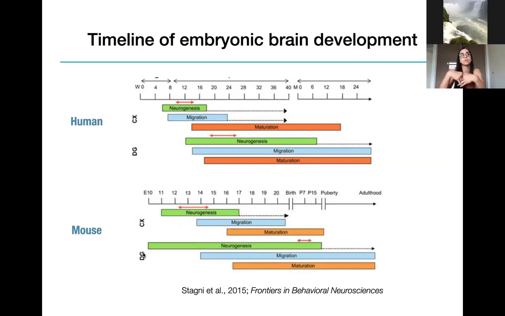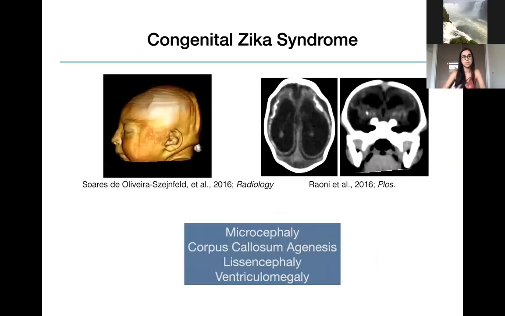So this information is very important for us to model human diseases. And the human disease that we are very interested in here is the congenital Zika syndrome. The congenital Zika syndrome was first identified as an abnormality related to microcephaly, the reduction of the brain. That happened first in Brazil in 2015.